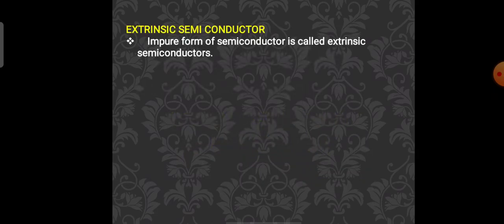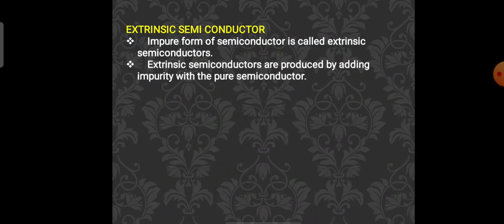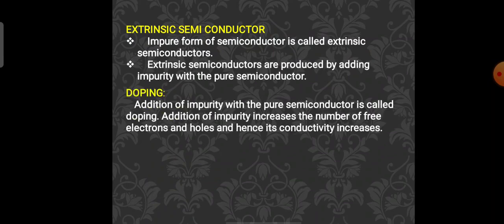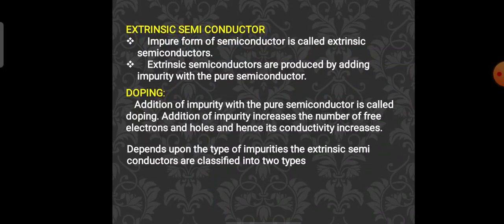Next one is extrinsic semiconductor. Impure form of semiconductor is called extrinsic semiconductor. The extrinsic semiconductors are produced by adding impurity to the pure semiconductor. Addition of impurity to the pure semiconductor is called doping. This addition of impurity increases the number of free electrons and holes, and hence its conductivity increases. Depending upon the types of impurity, the extrinsic semiconductors are classified into two types, that is N-type semiconductor and P-type semiconductor.